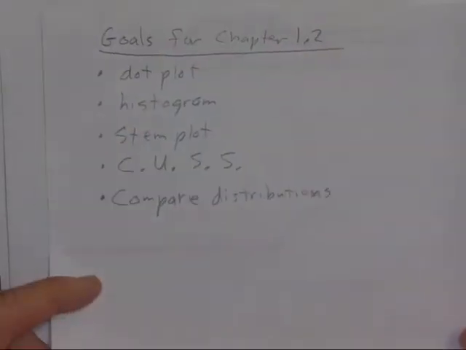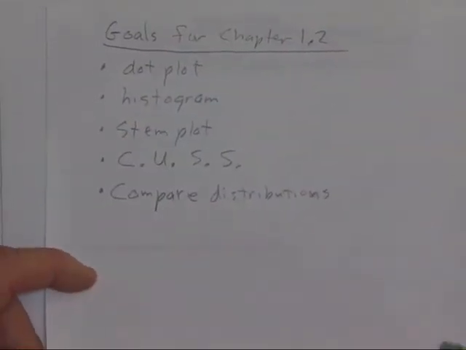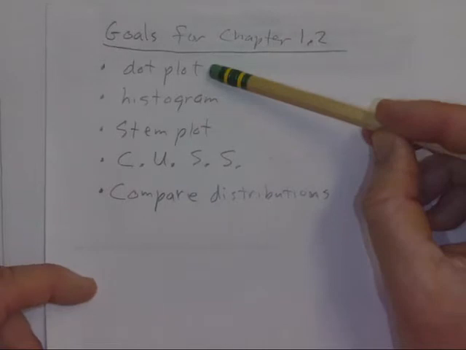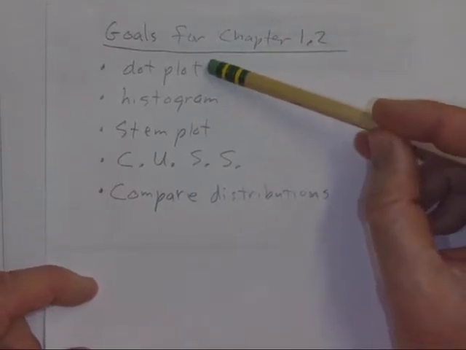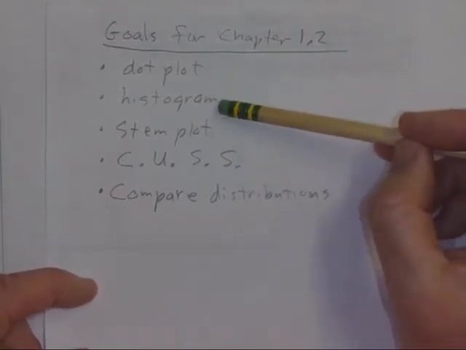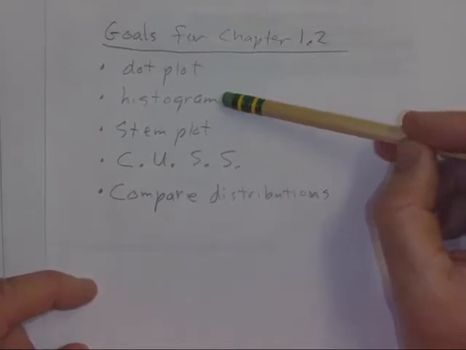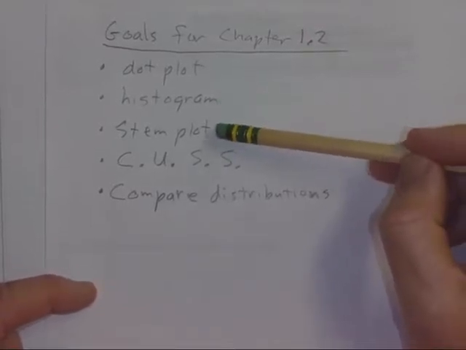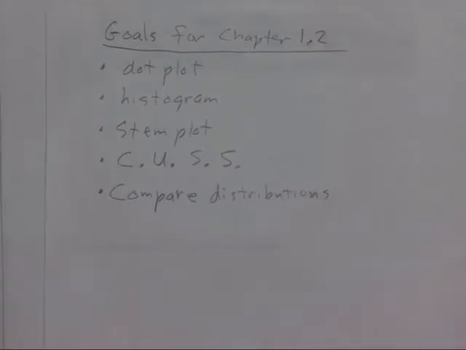And the goals for this section, you really need to be able to do 5 things. You got to be able to make a dot plot, and that's real easy to do. It's just a number line with dots above it. You got to be able to make a histogram, and that's a little more complicated, but we'll discuss it shortly. And then you got to be able to make a stem plot, otherwise known as a stem and leaf plot. You may have done that earlier in your career.